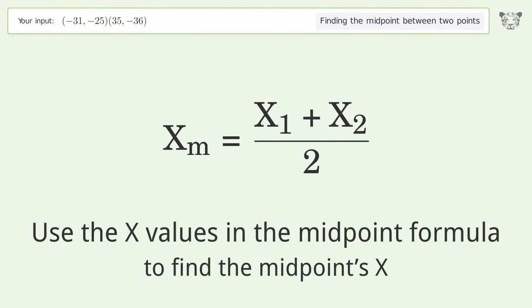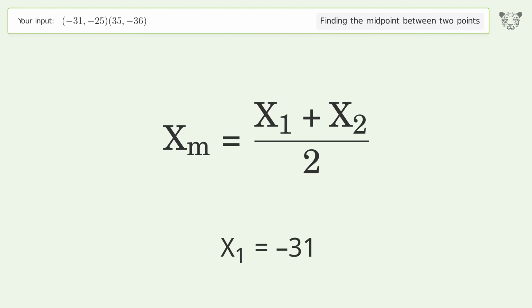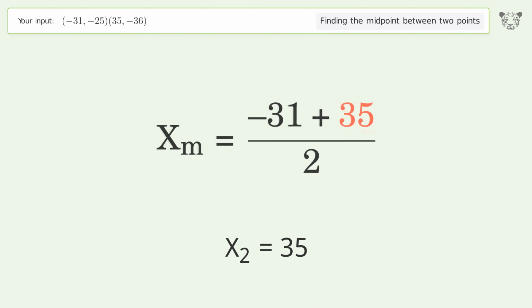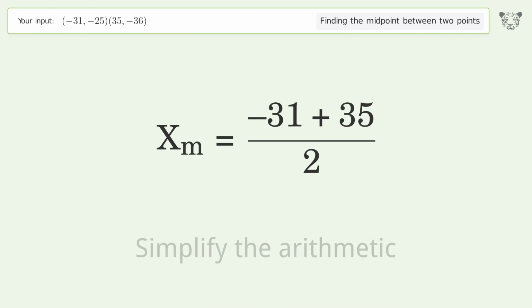Use the x values in the midpoint formula to find the midpoint's x. x1 equals -31. x2 equals 35. Simplify the arithmetic.